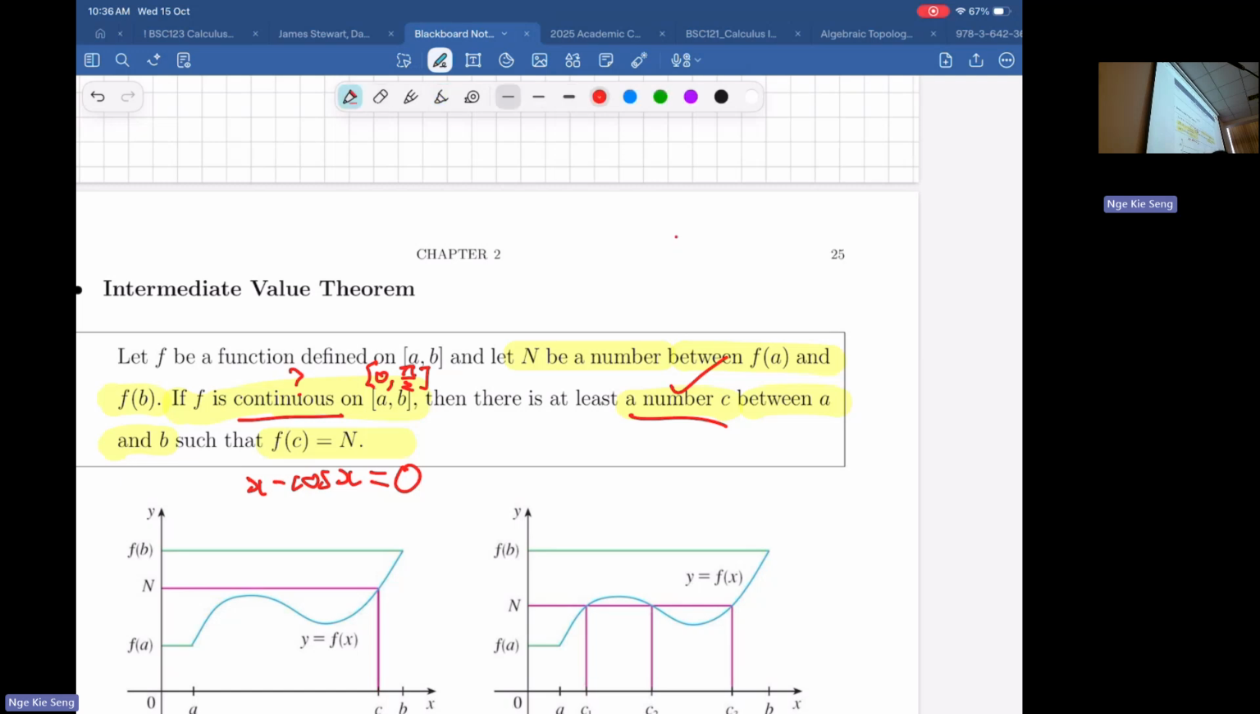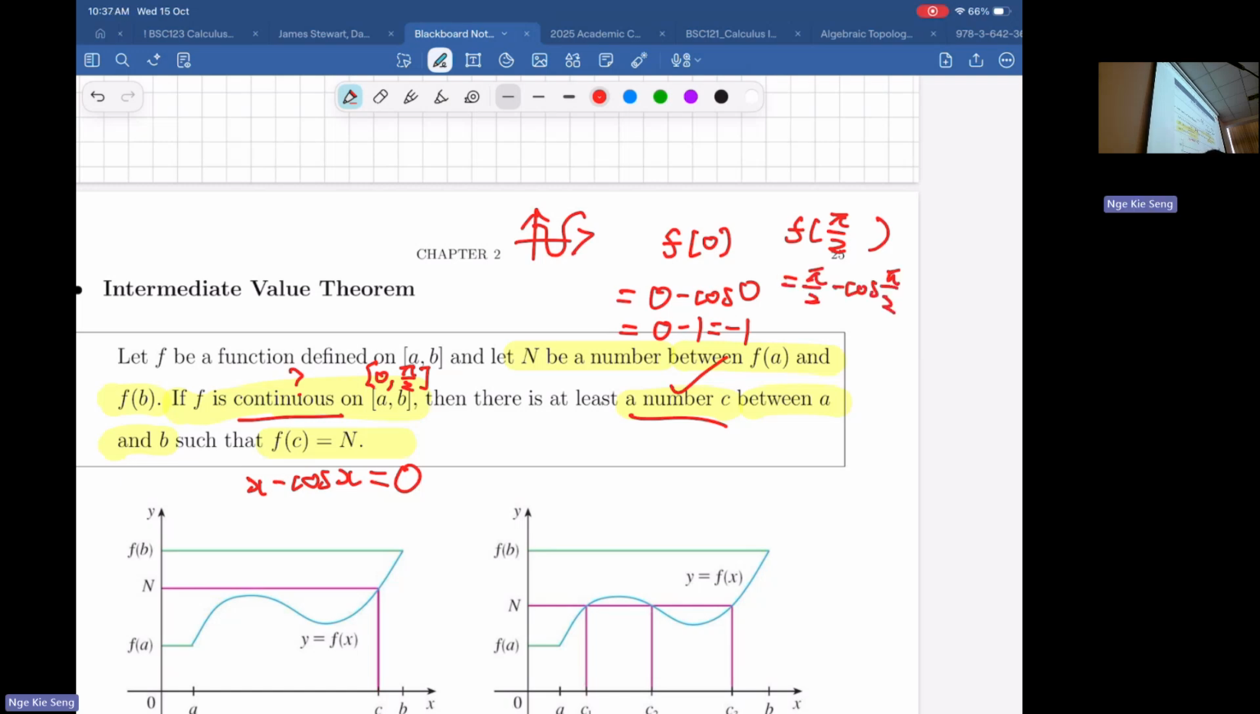So what is f(0)? What is f of pi over 2? So f(0) is 0 minus cos 0, which is what? Cos 0 is what? Remember the graph? You start from 1 and then go down. So it's 0 minus 1, which is minus 1. How about pi over 2 minus cos pi over 2? Cos pi over 2 is 0, so you're left with pi over 2.